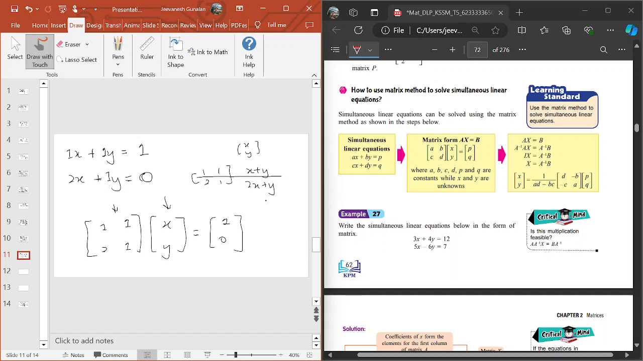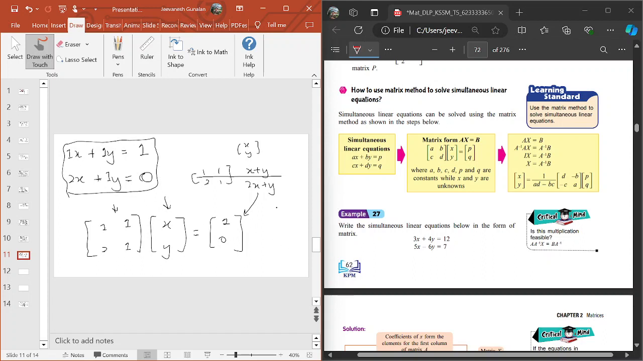I will get x plus y here and then 2x plus y here. So this thing is equal to this, which means x plus y equals 1. That's what I've written here, and here 2x plus y equals 0, and that's what I've written here. So basically you're representing these two equations in matrices. In this case you're representing them in 3 matrices.